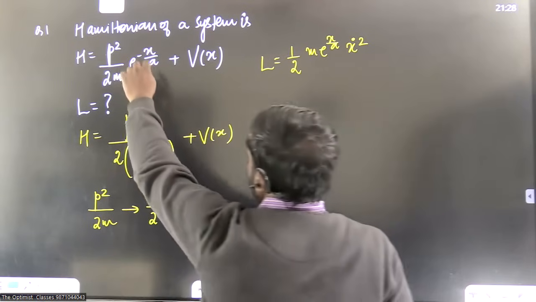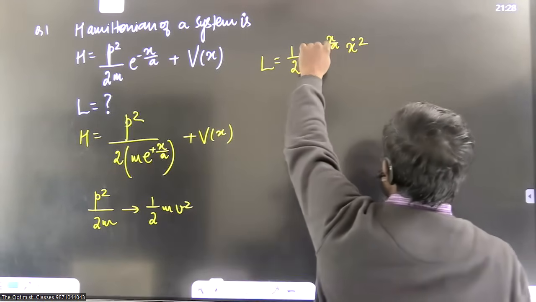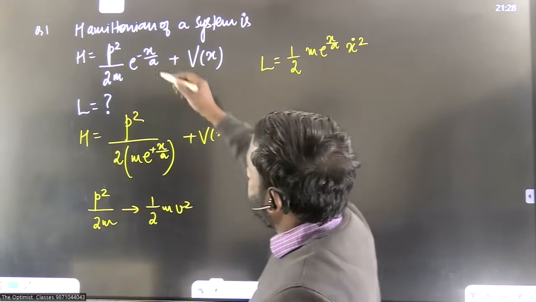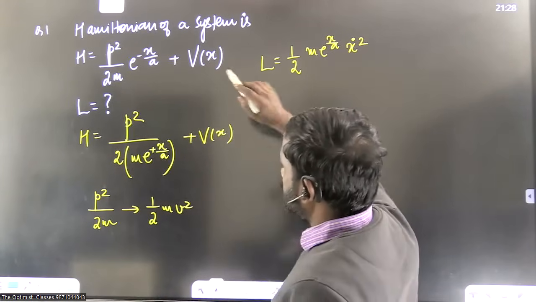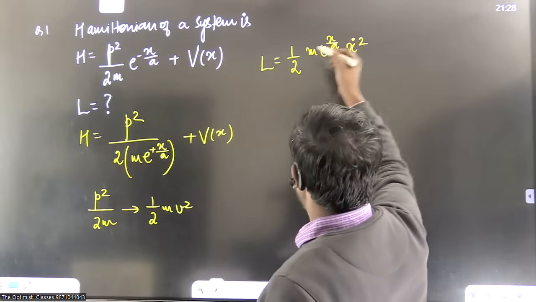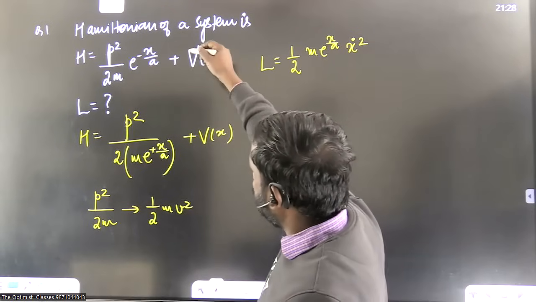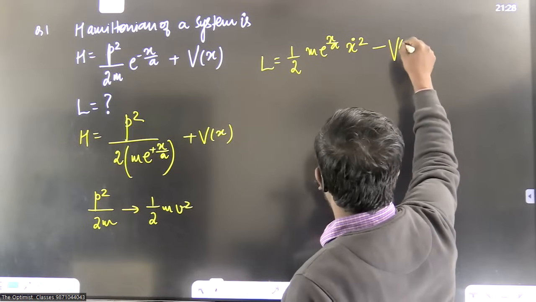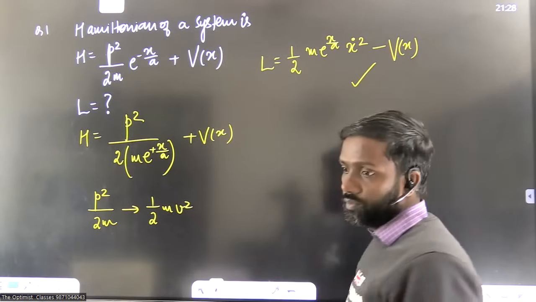So basically, if there is e to the power minus x by a here, you will get e to the power plus x by a in the Lagrangian. And if there is plus, then we will get minus. So whatever it was in the question, according to that you can write here. And this potential, which does not depend on momentum, changes its sign. So it becomes V of x. So that will be the answer to this question.